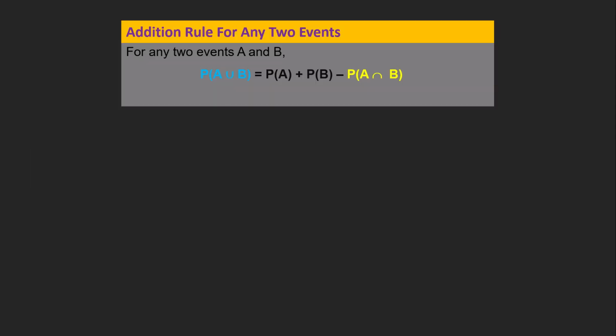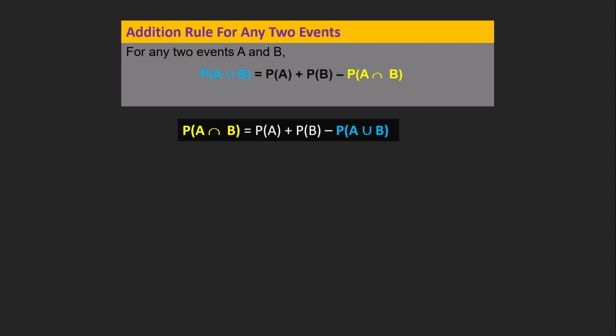Addition rule for any two events. For any two events A and B, probability of A union B equals probability of A plus probability of B minus probability of A intersection B. This can be rearranged as probability of A intersection B equals probability of A plus probability of B minus probability of A union B. This is called the addition rule for any two events.